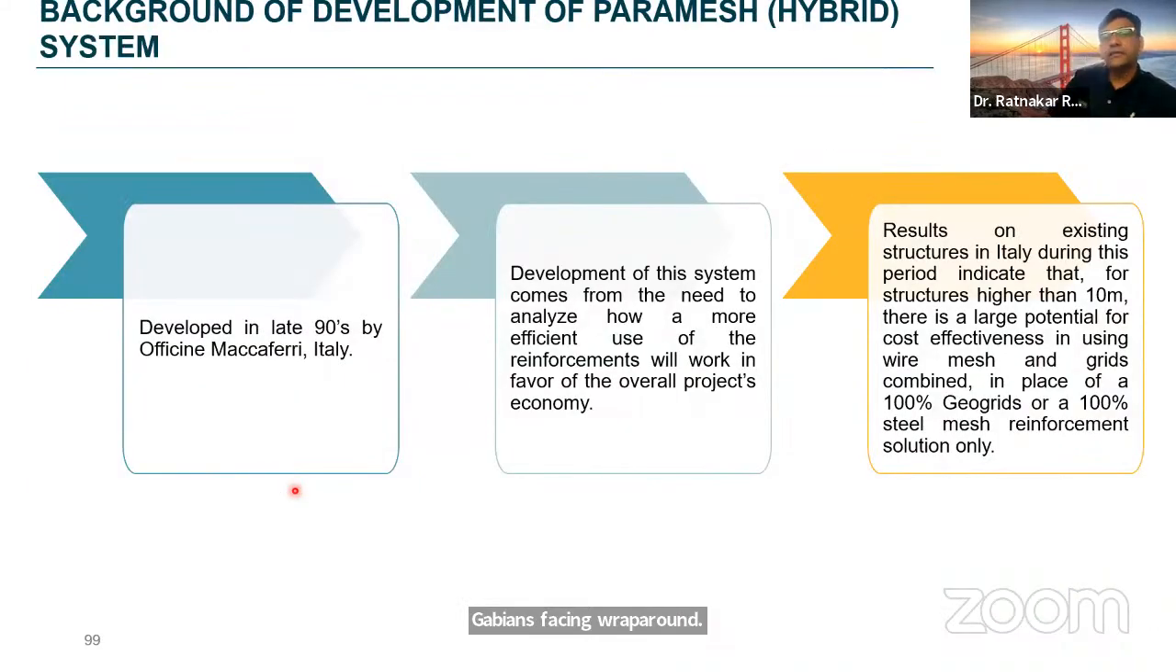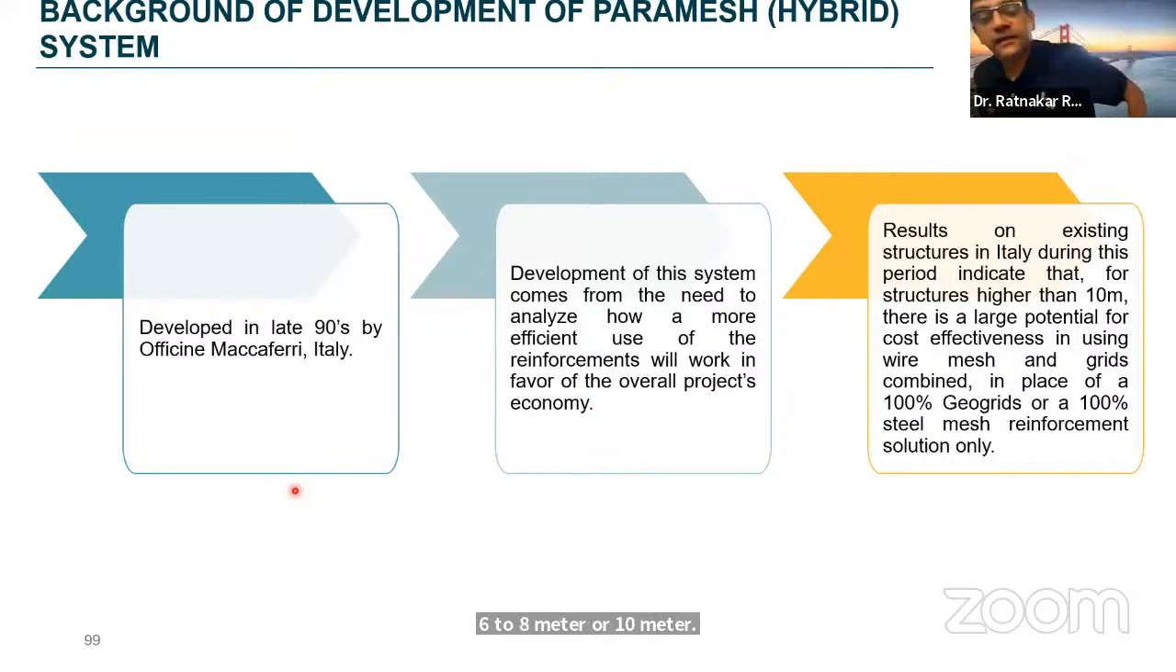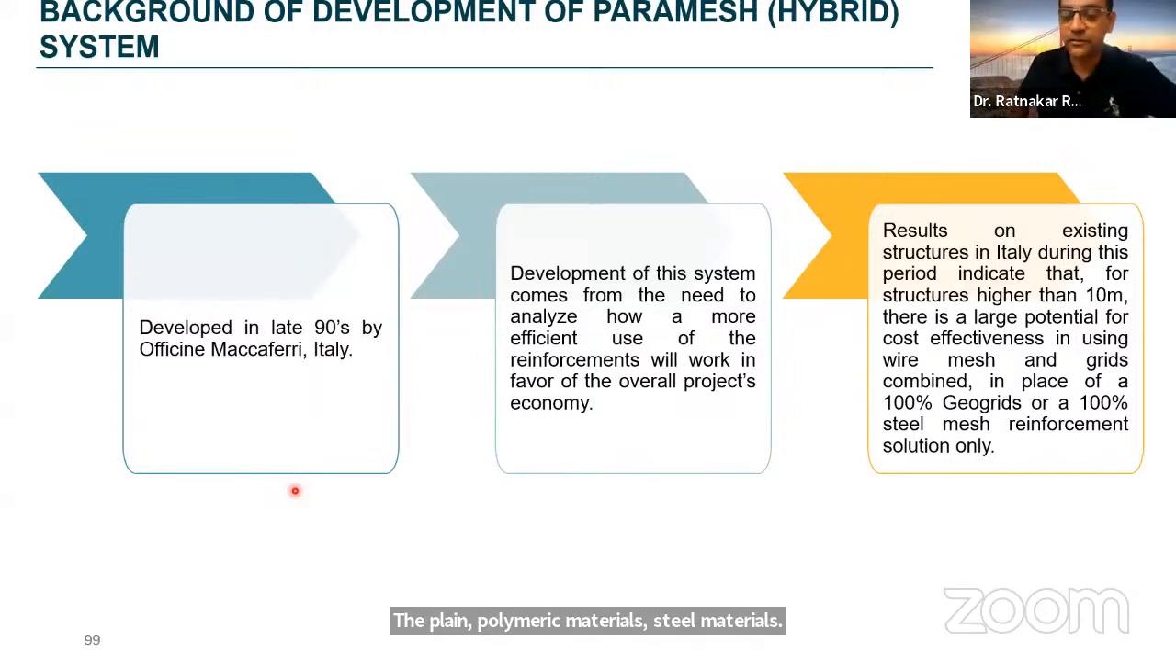Apart from this, there are different systems, like we call it a hybrid system. Hybrid system means combination of the steel wire mesh and the synthetic. So we developed this hybrid system in the late 90s. And the reason for developing this system was when the height of the structure is crossing, let's say, more than 6 to 8 meter or 10 meter, the plain polymeric materials or plain steel materials become very, very expensive.